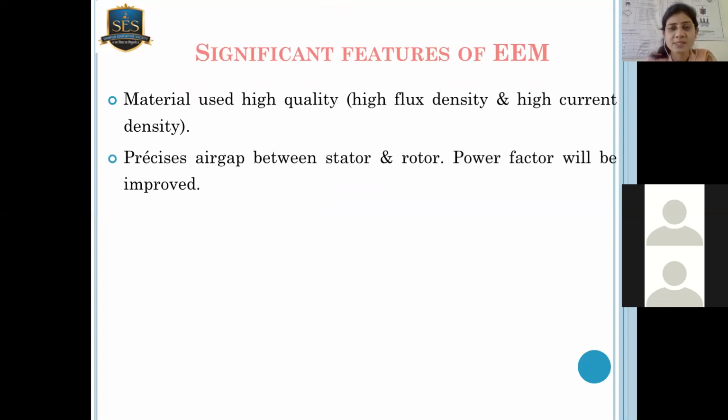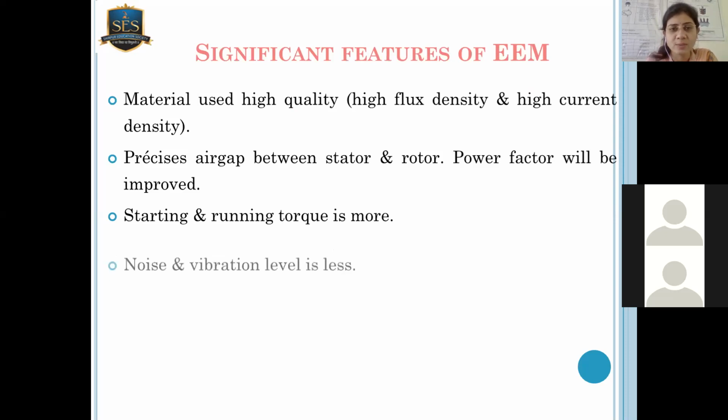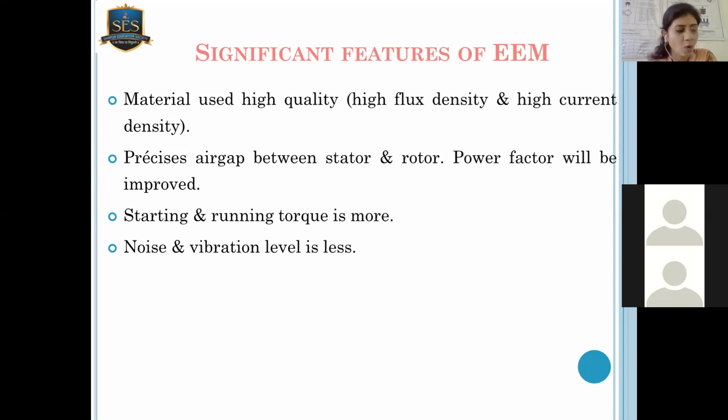Another significant feature of the energy efficient motor is that high flux density material is used. Precise air gap between the stator and rotor, and power factor will be improved. Precise air gap means the proper air gap between the stator and rotor, therefore the power factor can be improved. Okay, starting and running torque is more as compared to our traditional motor. Starting torque of this type of motor is more. Noise and vibration levels are less. Proper and high quality bearings are used.